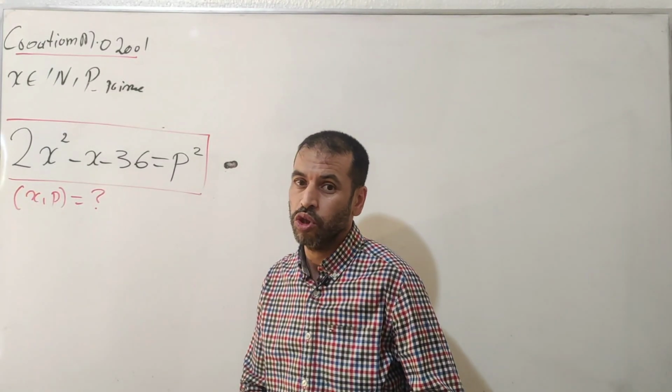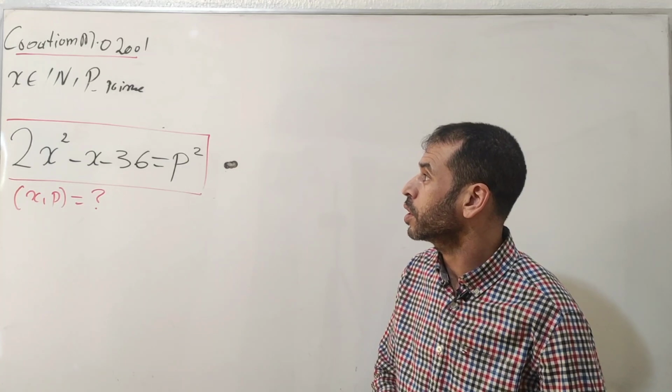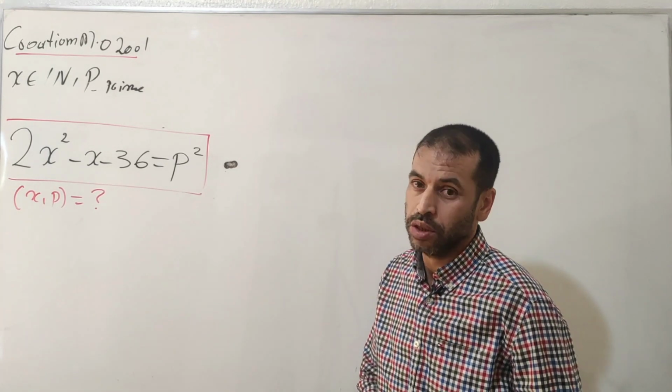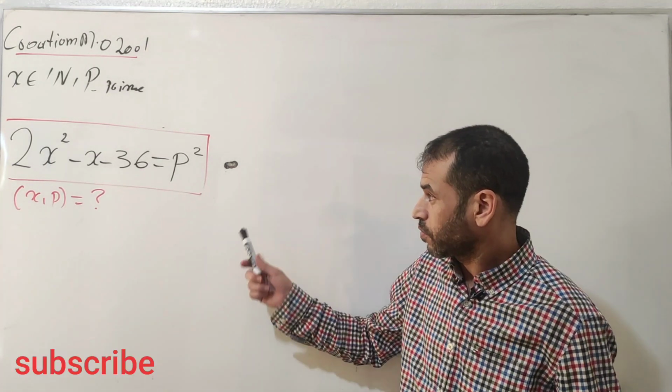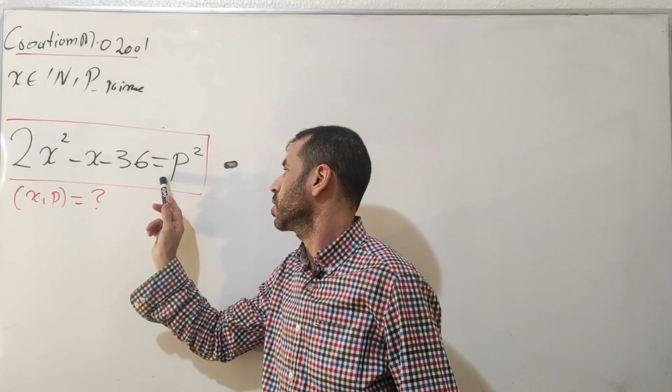In today's video, I would like to introduce a very nice problem. It's coming from the Croatian Mathematical Olympiad, edition 2001. Here is the following information. For all x a natural number and p a prime, satisfy the following equation: we have 2x squared minus x minus 36 equals p squared.